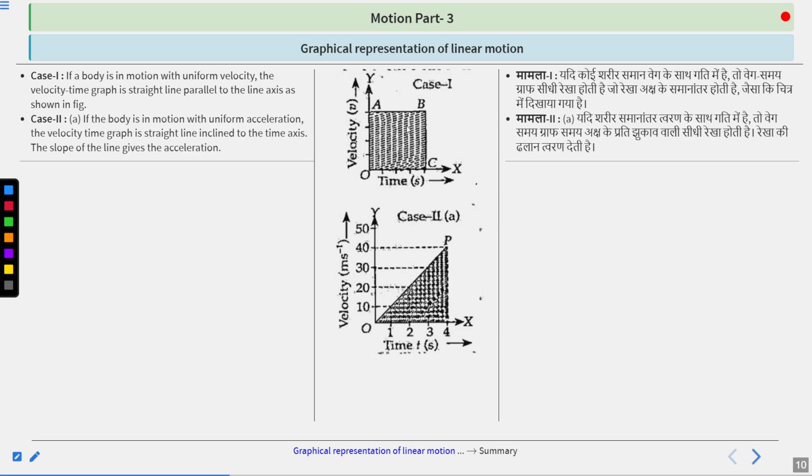Case 2. If a body is in motion with uniform acceleration, the velocity time graph is a straight line inclined to the time axis, and the slope of the line gives the acceleration. Like this one.